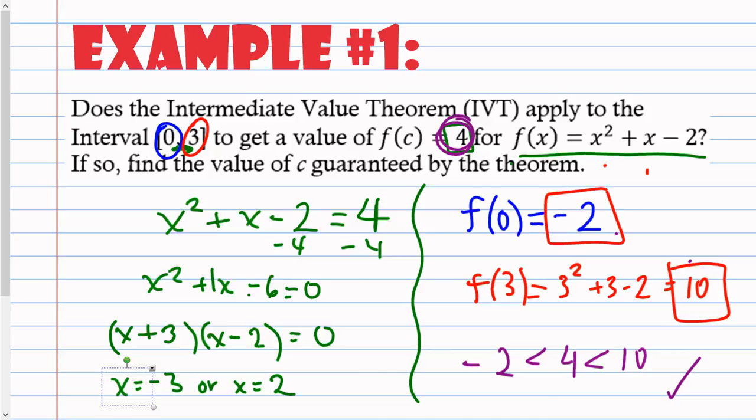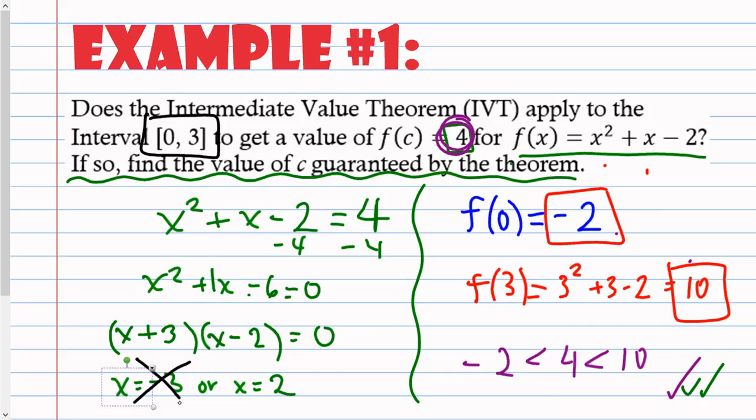Now remember, we did figure out that yes, it is guaranteed that there is a c value. Now we're trying to figure out what the c value is, because it did say, if so, find the value of c guaranteed by the theorem. So I have to check my interval. My interval says that x has to be between 0 and 3. Checking my solutions, -3 is not between 0 and 3, but x equals 2 is definitely between 0 and 3. Okay.